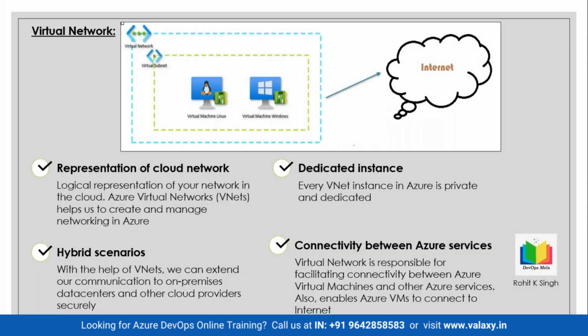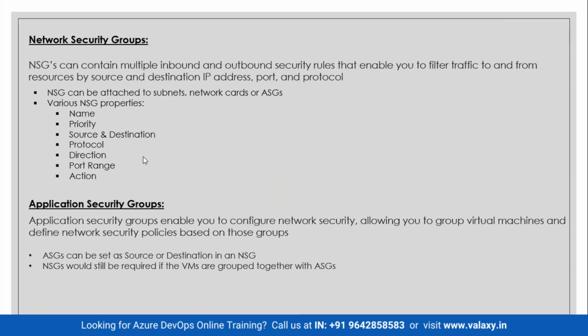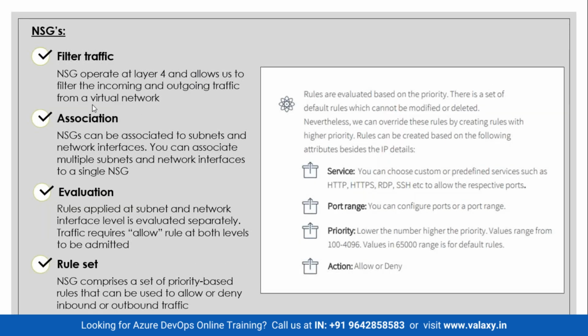So let's see what is NSG first. NSG contains multiple inbound and outbound security rules that enable you to filter traffic to and from resources by source and destination IP address and protocol. So this is how NSG does things for you. What all it does: it will help you filter traffic. It will help you with association. NSG can be associated to subnets, as I said earlier, and to a network interface. So there are 2 places where NSG can be associated.